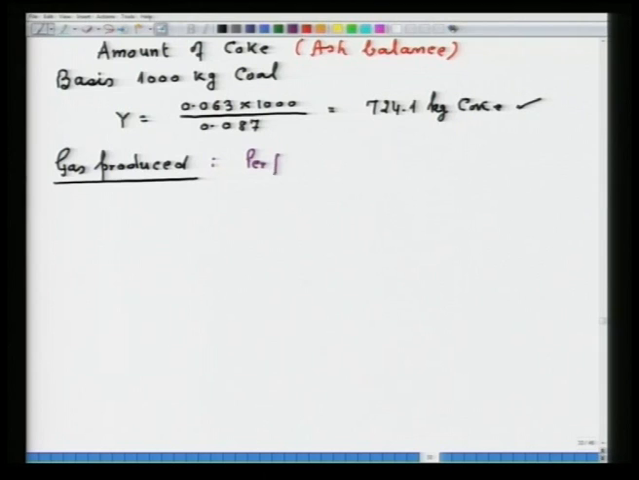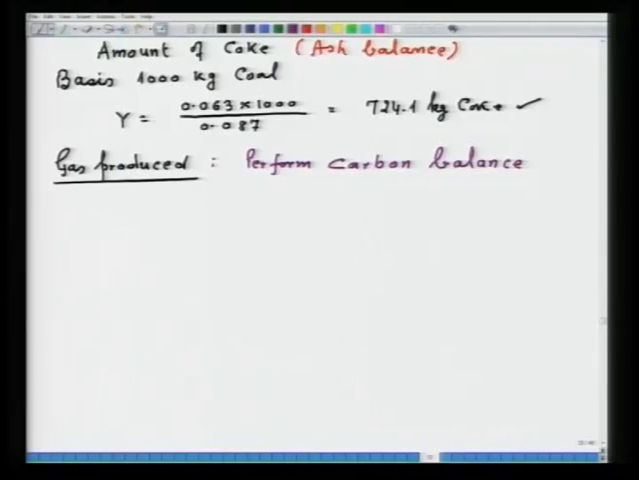So, the key to know the amount of gas produced is to perform the carbon balance. To my knowledge, no other balance can give you the answer for gas produced. However, if you discover some innovative method, I do not know, but so far as I see this problem and all other two problems, it is only the carbon balance that can give you the amount of gas that is produced. So, we have to perform the carbon balance.